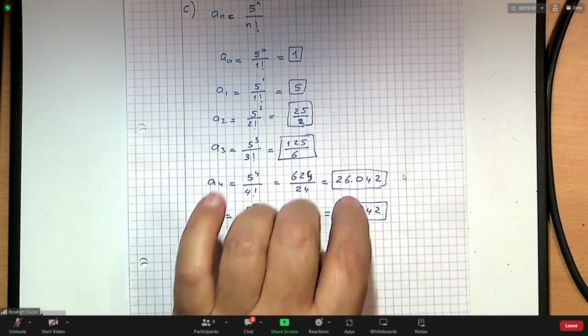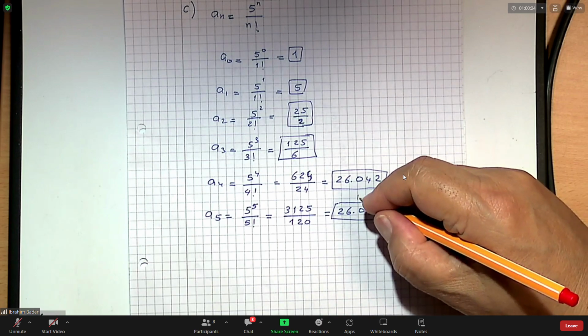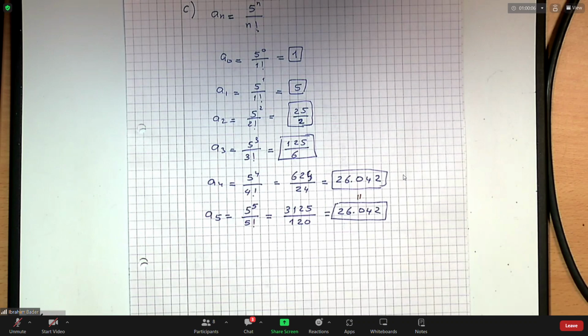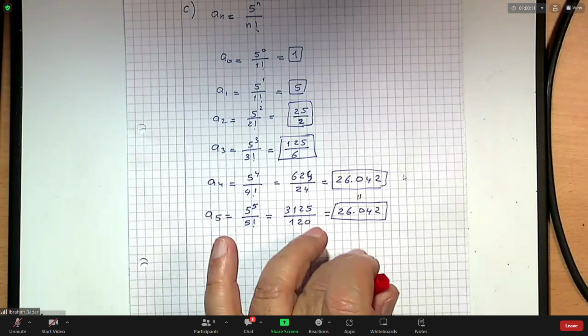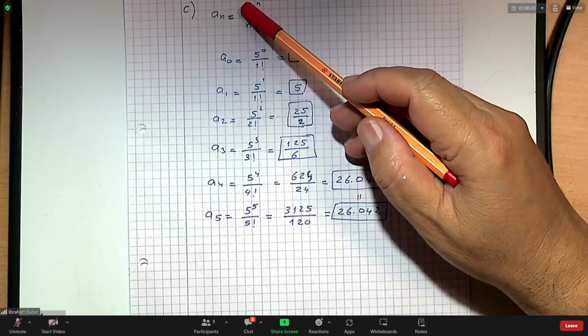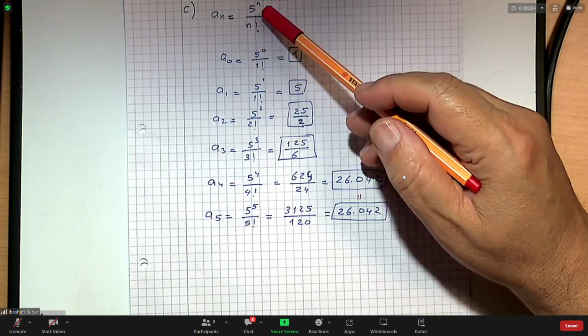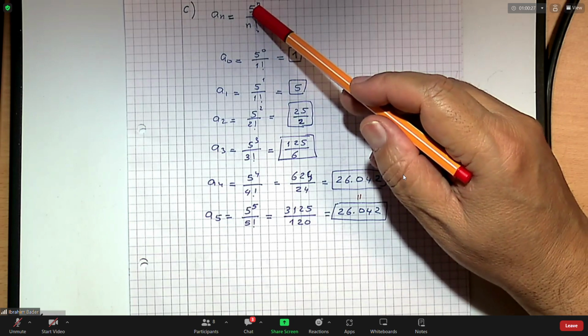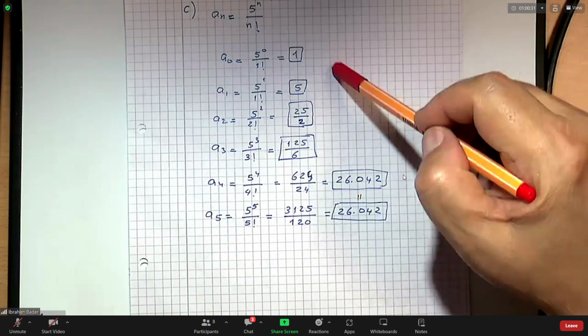That's why I evaluated it using the decimal here, so that you can compare them. From there, we will see it will start decreasing. That means you will be getting something below 26. And this pattern is always true. For instance, if you have 9 to the power n over n factorial, it will increase up to 9 minus 1, which is 8. At 9, it will be constant, and then it will be decreasing.